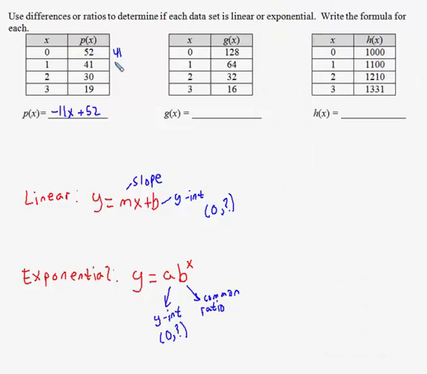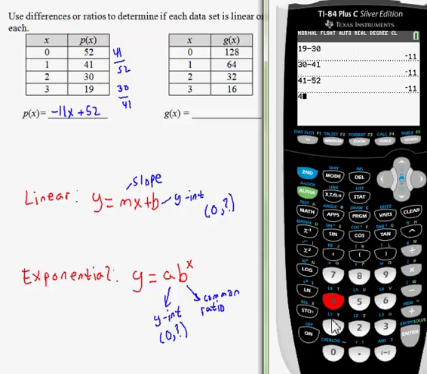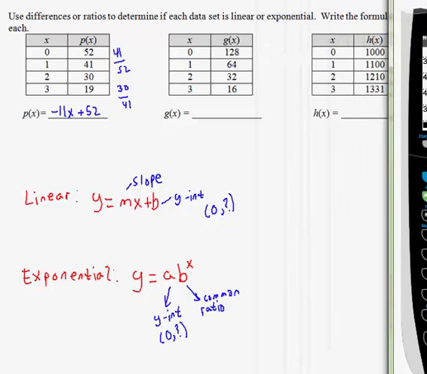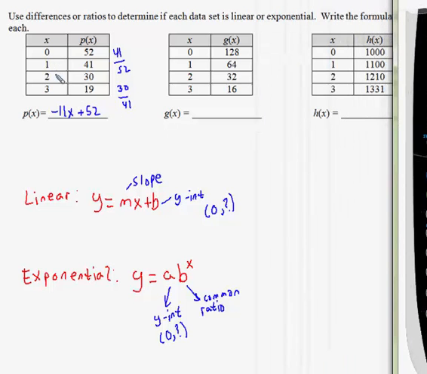So had I taken 41 divided by 52 and 30 divided by 41, and then you could do the third one, but it wouldn't be necessary, because even after doing two of them, you would notice that there is not a common ratio. So 41 over 52, you'll notice, is not the same thing as 30 divided by 41. One's 0.788, one's 0.731. So this means that even though my inputs are equally spaced, my ratios are not constant, so that means it's not exponential.